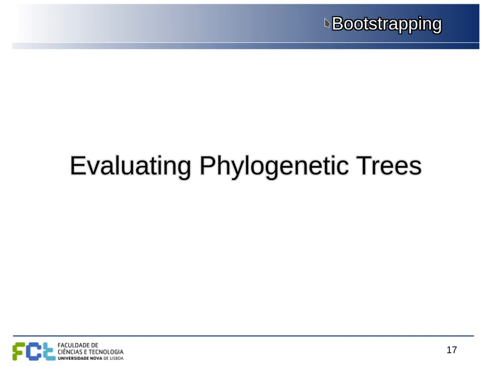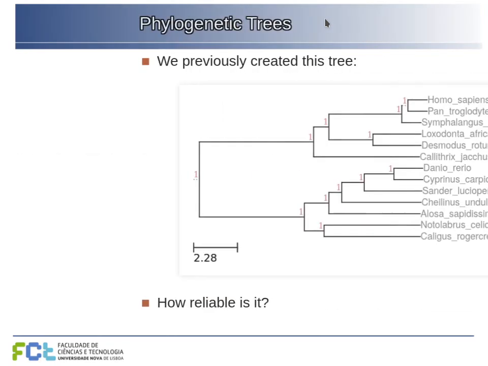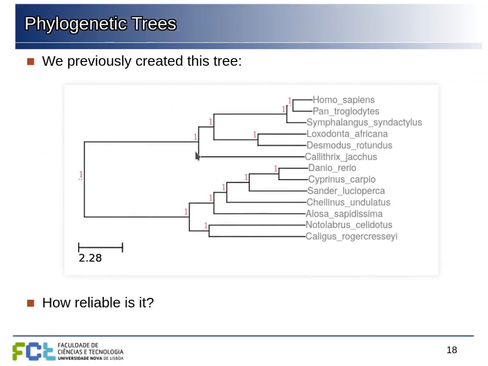Okay, so now let's do a more bioinformatics application of this, and a bit more extensive, to evaluate those phylogenetic trees that we computed last week. So we previously created this tree by computing the multiple sequence alignment and then using UPGMA on the differences between the sequences in the multiple sequence alignment in order to compute this tree relating different mammal species. The question now is, how reliable is this?